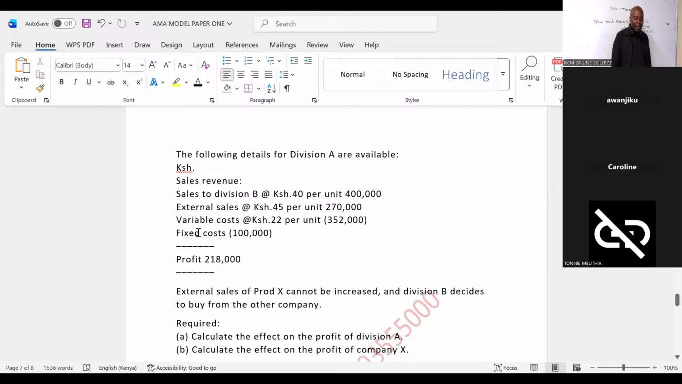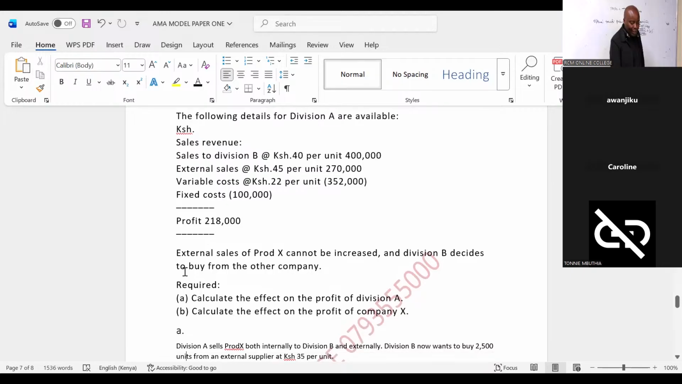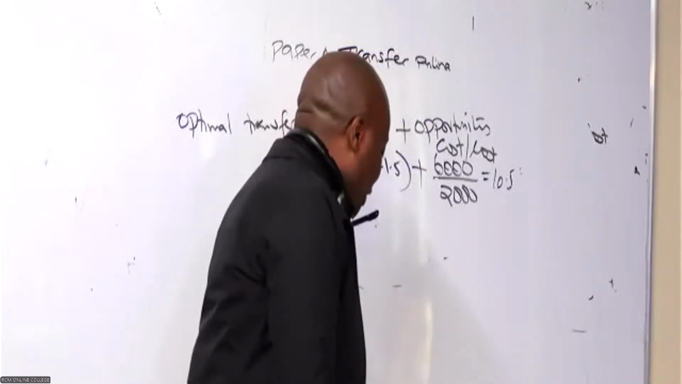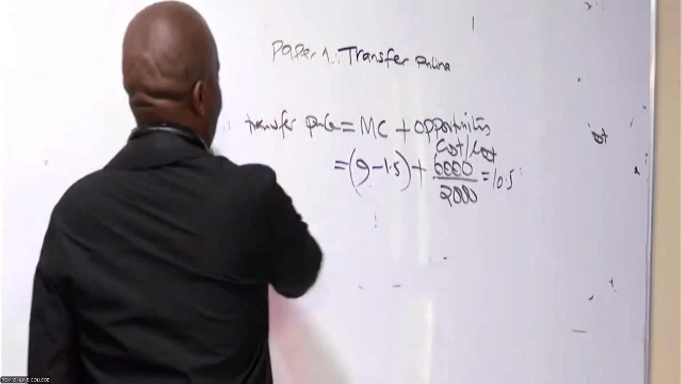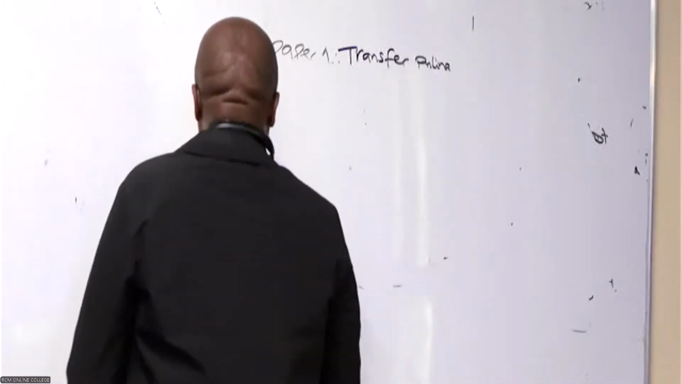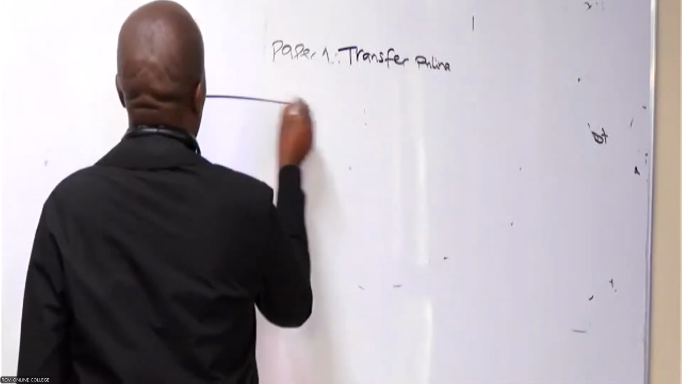External sales of product X cannot be increased, and Division B decides to buy from the other company. Required: calculate the effect on the profit of Division A. This is a very easy question. What I will always do is capture this information in the form of a diagram. So we have here Division A.